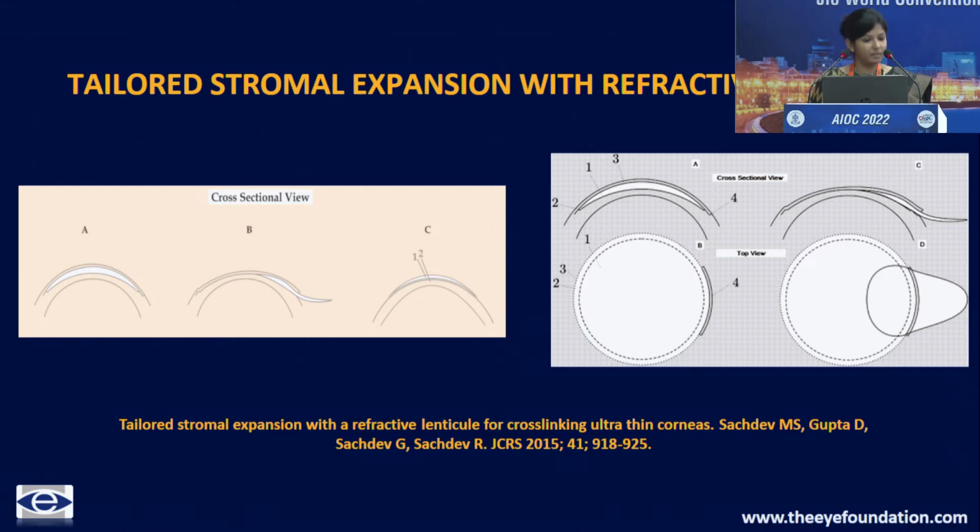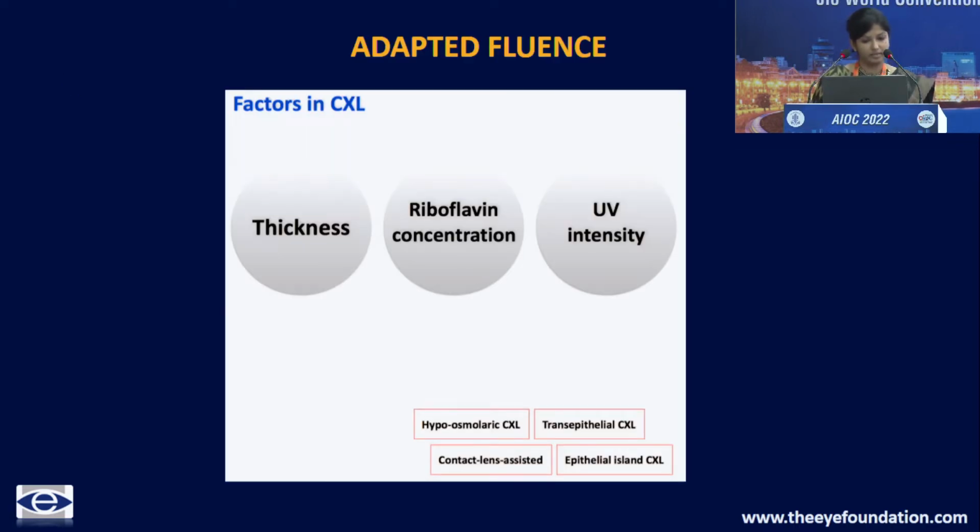So to overcome this, there's another option of doing stromal expansion with a refractive lenticule taken from a SMILE procedure. So the lenticule is taken, the epithelium is debrided, the lenticule is placed on it, the cross-linking is done, and then the lenticule is peeled off and a bandage contact lens can be placed. The advantages here would be, it's a natural tissue, so we know how it's going to react. The disadvantages of the contact lens issues are not going to be there, and we can also customize the lenticule as we desire.